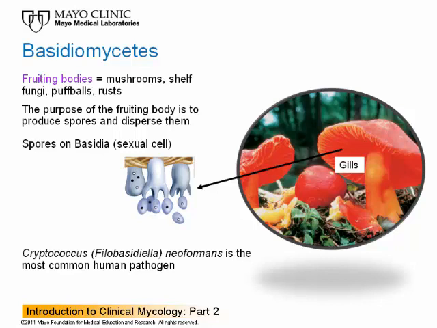Something that is interesting, though, is that we have one pathogen that we deal with that belongs to the group Basidiomycetes. That is Cryptococcus neoformans. And the rule in mycology is that if you find the sexual form of an organism, you give it one name, and you give the asexual form another name. Well, the asexual form of this organism is Cryptococcus neoformans. The sexual form is called Filobasidiella neoformans. And this is a very common human pathogen.